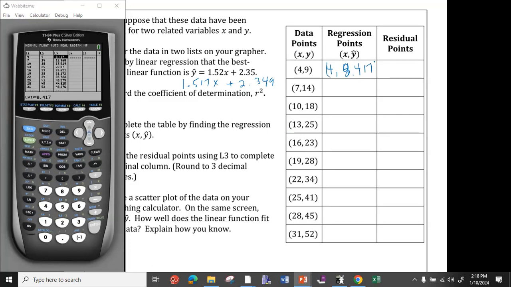4, 8.417. Okay, and then we have 7, 12.96, 10, 17.5. Yeah.